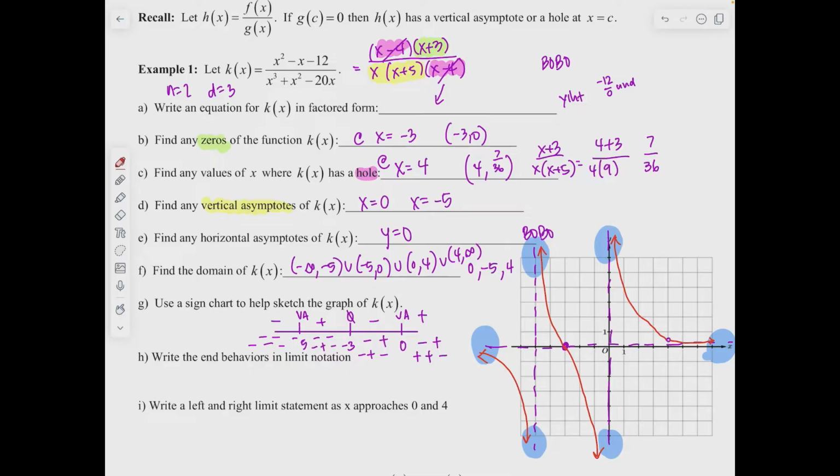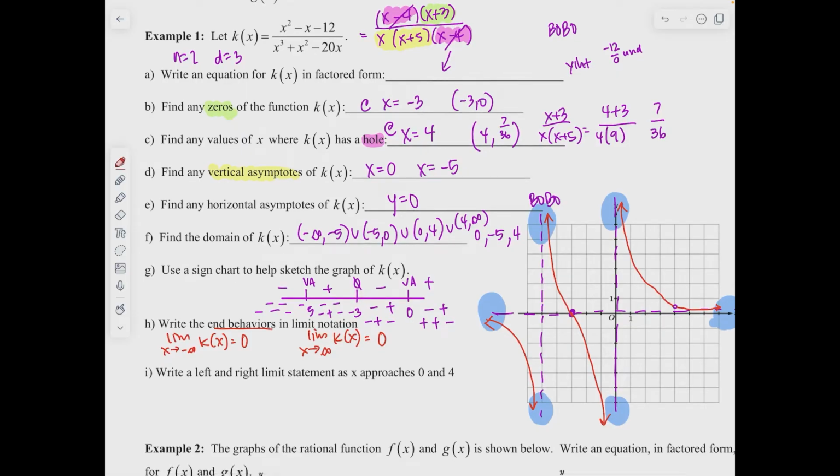Okay, write the end behaviors in limit notation. So for end behaviors, make sure you know that it's the limit as x approaches -infinity of k of x, and the limit as x approaches +infinity of k of x. And because I have my horizontal asymptote of 0, on the left end, I'm headed towards 0. On the right end, I'm headed towards 0 also.